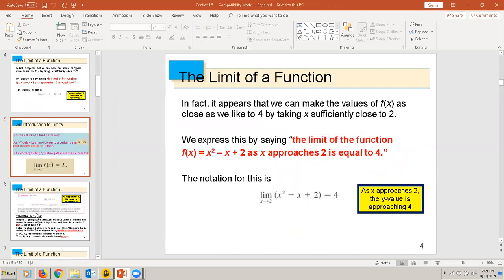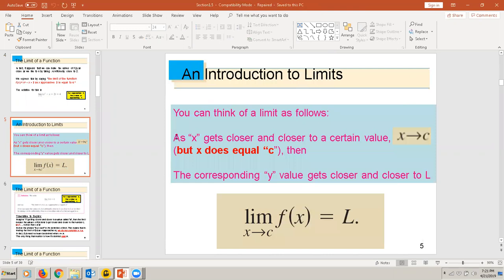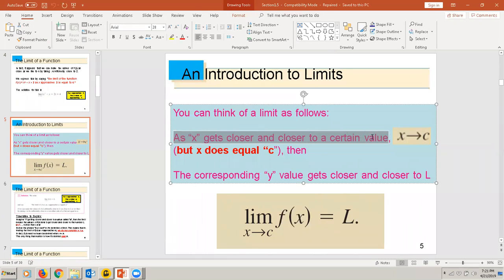So here's the way to think about this. As x gets closer and closer to a certain value, let's say a value c, sometimes you'll see x with an arrow. That means x approaching c. But here's a very important point. X gets closer and closer to c, but x does not equal c. So in that example we looked at a few minutes ago, x was getting closer and closer to 2, but we're not going to allow x to equal 2. That's very important.